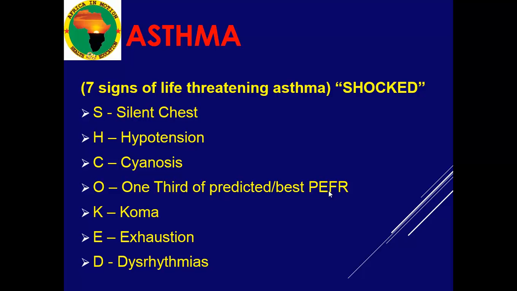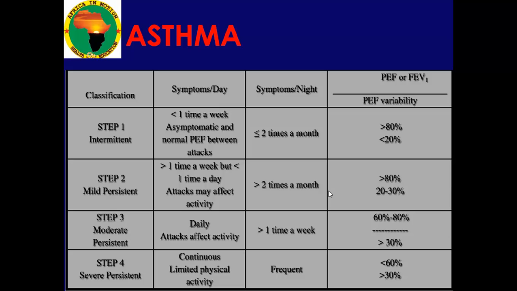So there are 7 signs that one can remember with a mnemonic word, which is SHOCKED: silent chest, hypotension, cyanosis, one third of predicted value on peak expiratory flow rate, coma, exhaustion, and dysrhythmias. Dysrhythmias is the abnormal function of the heart, where there is abnormal rhythm.